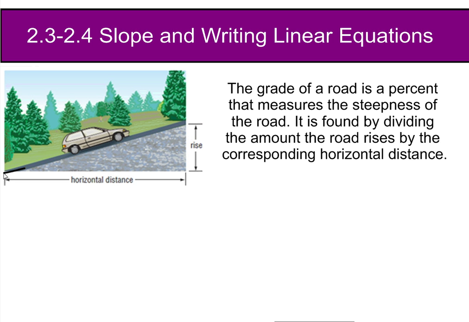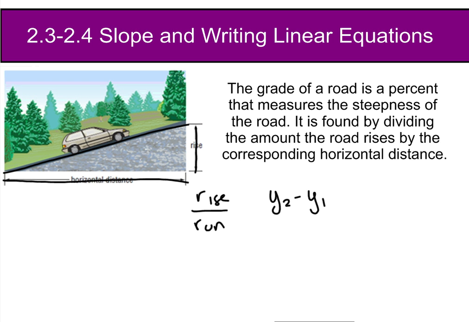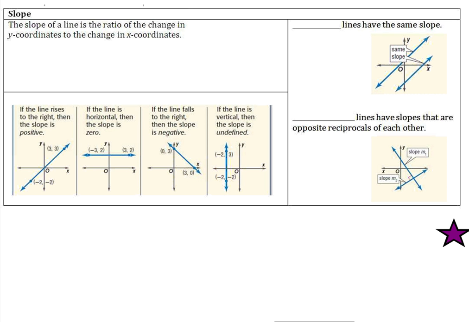Now, slope is nothing more than measuring how steep something is. If you're looking at the grade of a road, how steep a road is, you're talking about how much does it rise, how much does it go up over a specified distance. Slope is no different than that. For those of you who forgot, slope is exactly rise over run. All you do is take y minus y over x minus x, and that is your slope. So the slope of a line is the ratio of the change in y coordinates to the change in x coordinates.